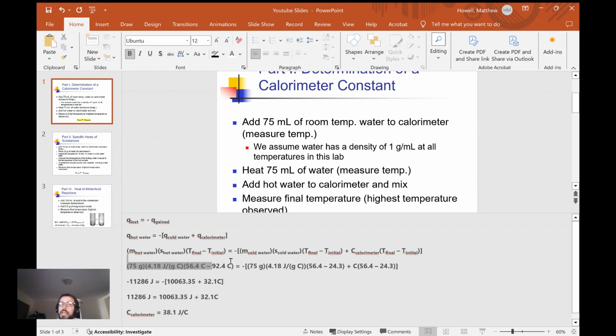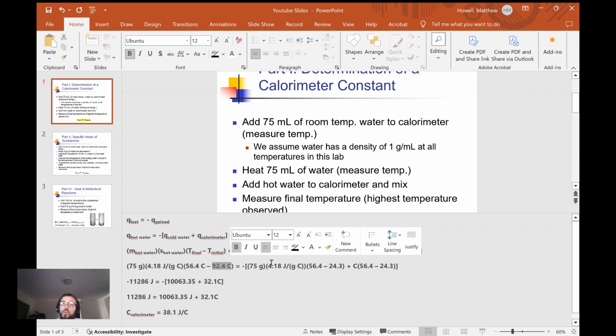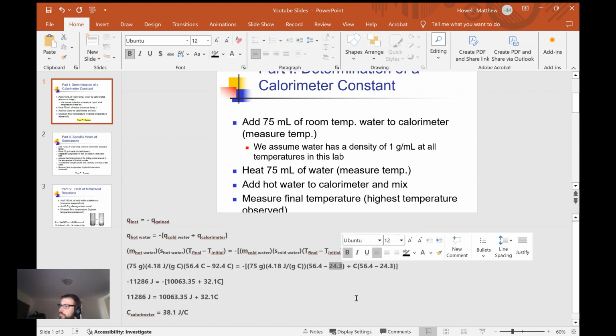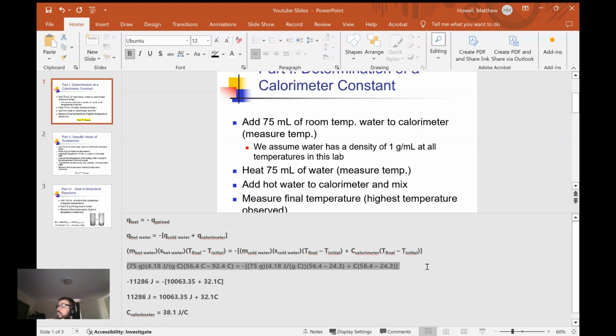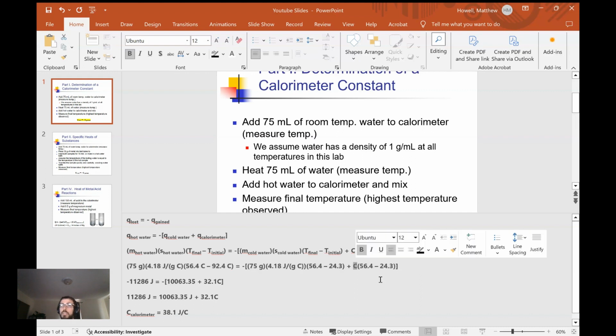The hot water starts at 92.4 and the cold water starts at 24.3. We're going to assume that whatever temperature the liquid hanging out in the calorimeter is at is also going to be the starting temperature of the calorimeter. That's just going to be an assumption we make each time. And so, having said all of that, you can see on the line below that the only variable that is not defined here that we actually need to solve for is the calorimeter constant. And I've just labeled it C right here.